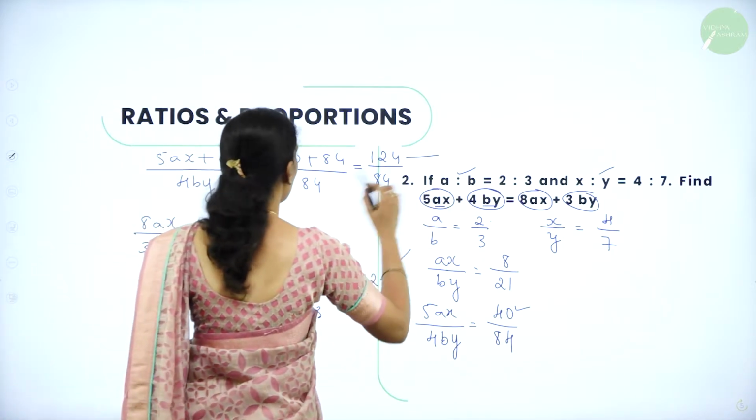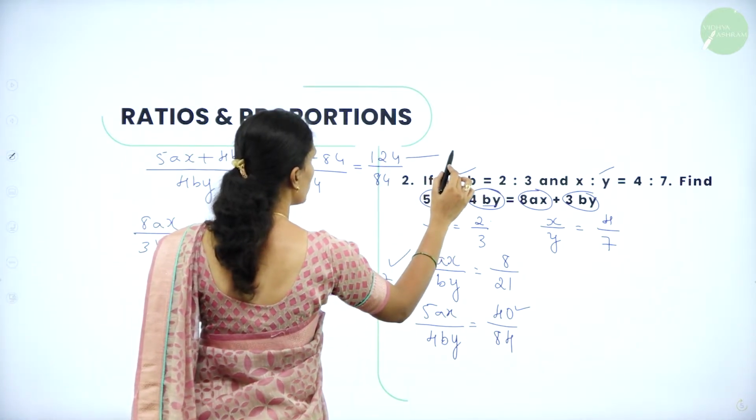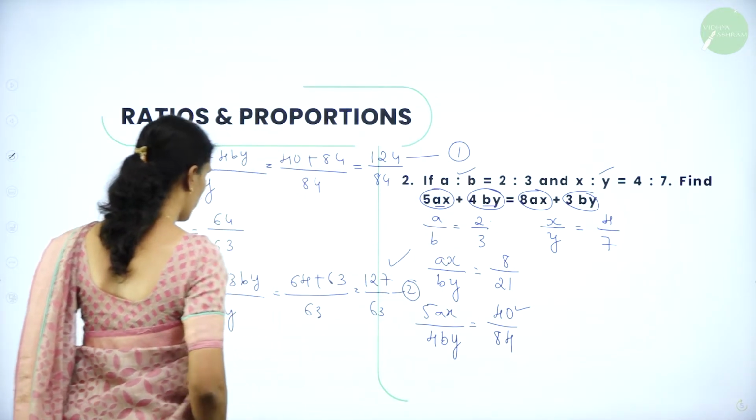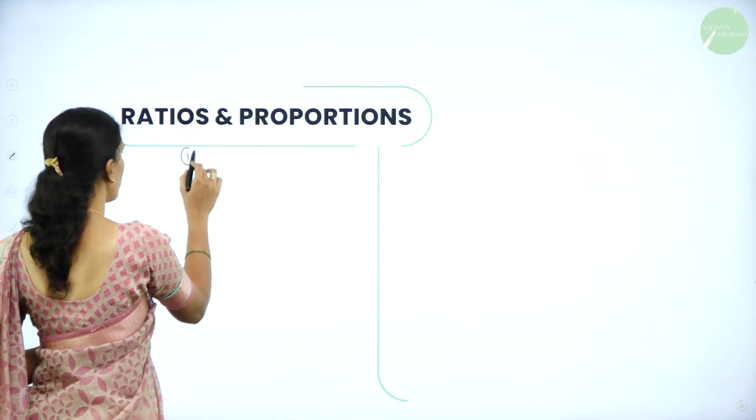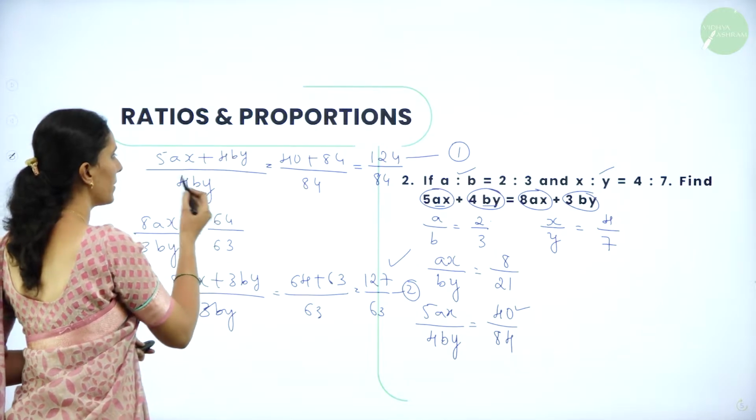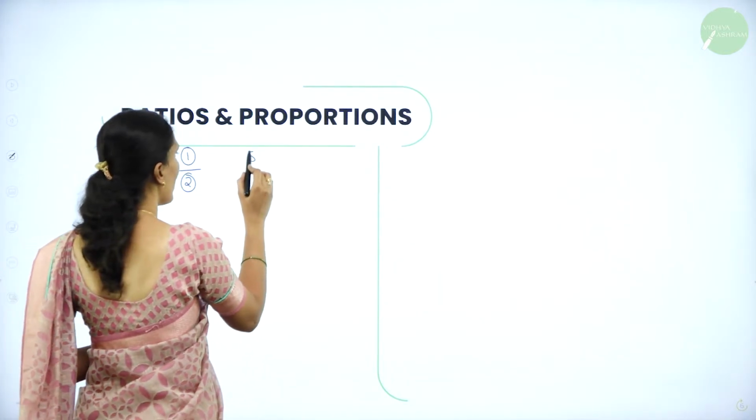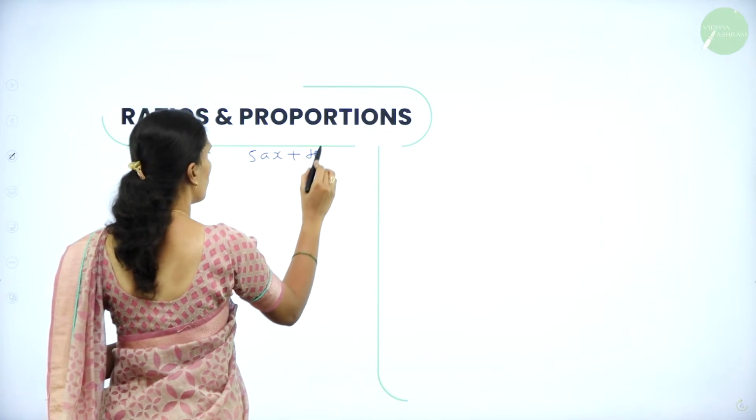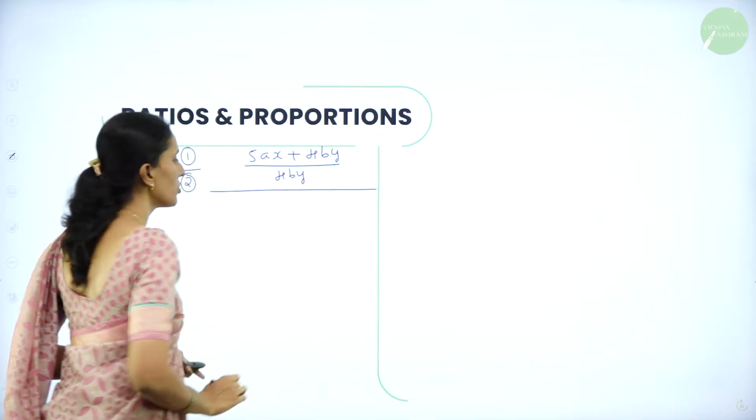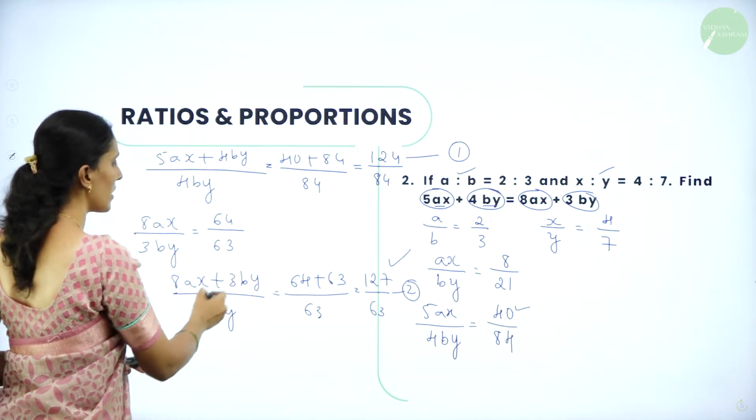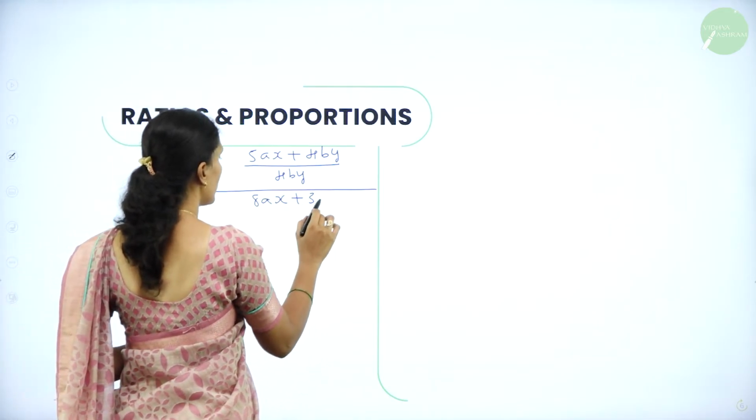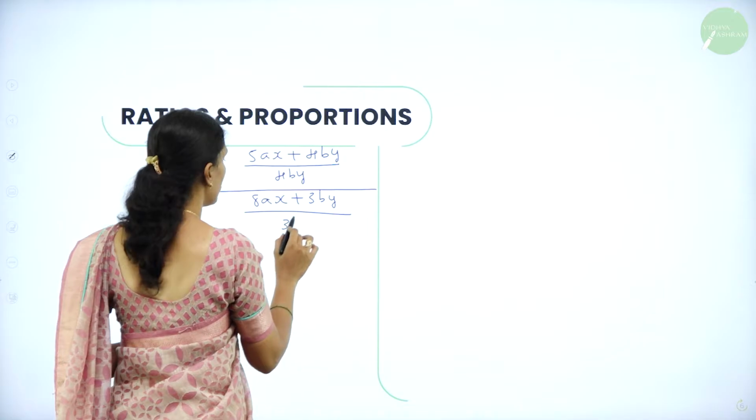Now take this one as equation 1 and this as equation 2. So let me divide equation 1 by equation 2. What was my equation 1? 5ax plus 4by by 4by. So 5ax plus 4by divided by 4by. Similarly, my equation 2 was 8ax plus 3by by 3by. So 8ax plus 3by divided by 3by.